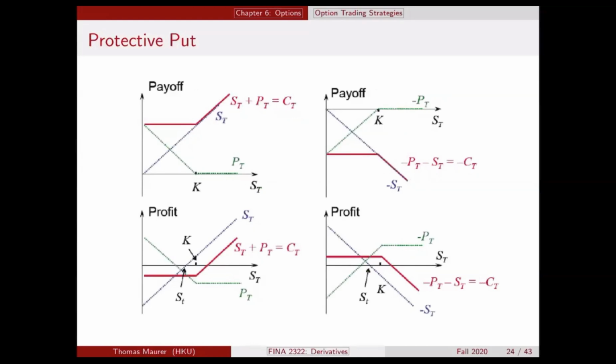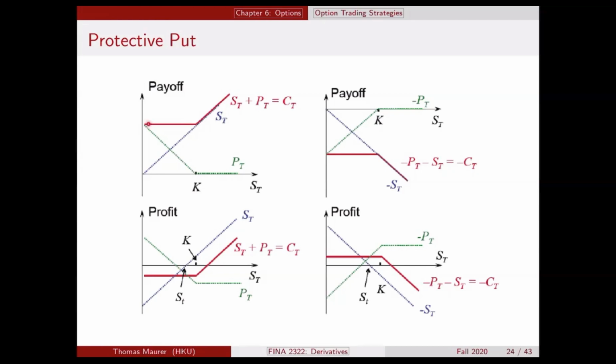Similar to covered call, there is a strategy called protective put, where you combine a long position in the underlying asset and a long position in a put option, which replicates a long position in a call option. And again, if you move from payoffs to profits, you have to downward shift that long position in the underlying asset and downward move that long position in the put option to adjust for the initial costs which you have to pay for that stock or the put option.